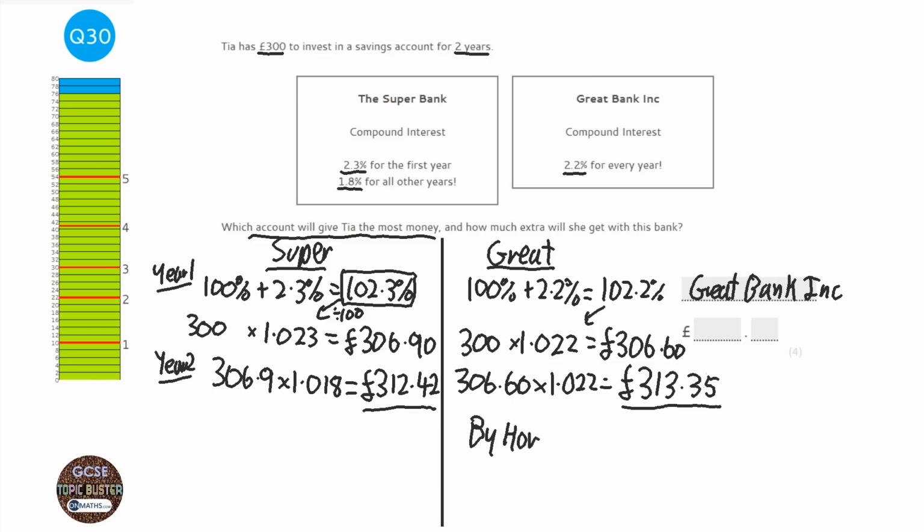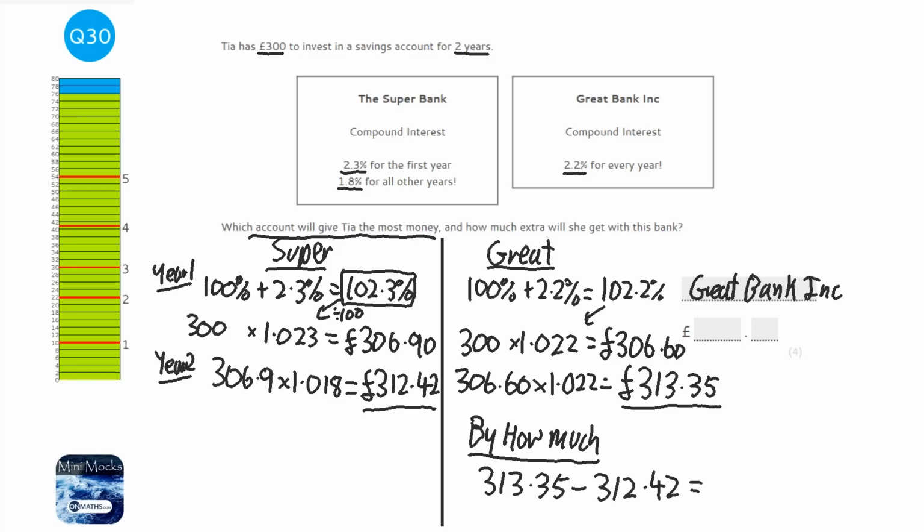Let's show the examiner what I'm doing. So I'm going to do 313.35, take away 312.42. And I get the answer of 93p. So £0.93.